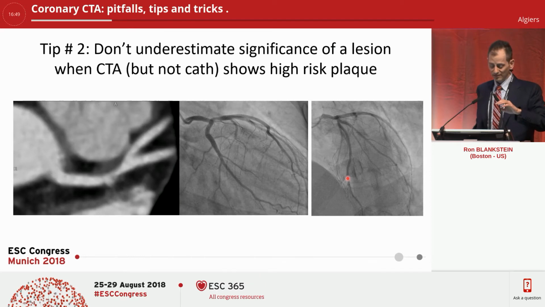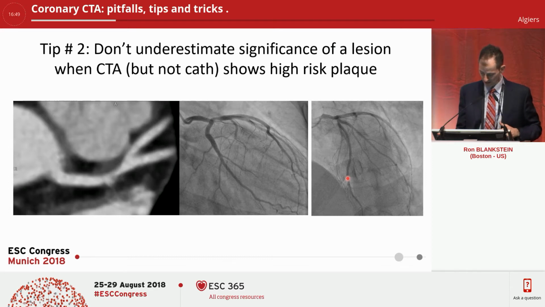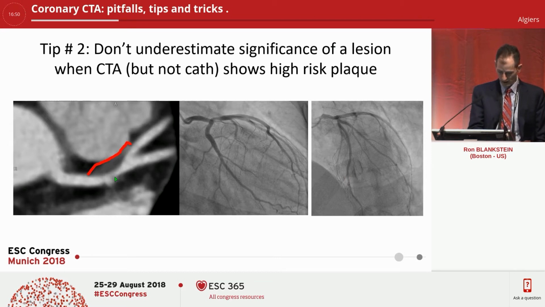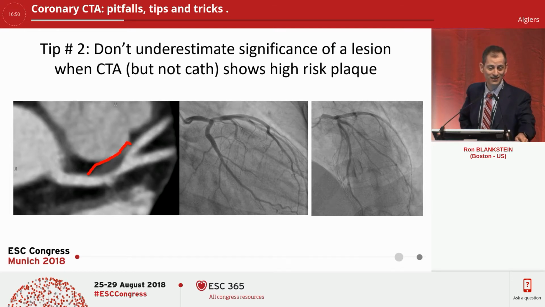Tip number two is don't underestimate the significance of a lesion when CTA, but not cath, shows high-risk plaque. So sometimes the cath is not that impressive. This is an example of a patient that underwent a CTA, and we see a large amount of plaque on the left here in the proximal LAD. It's a large amount of plaque right here. But on invasive angiography, when the images were obtained, the angiographers looked at each other. One of them was my colleague, and they said, oh, CTA has gotten pretty good, but here's one of those cases where they overestimated the amount of disease.